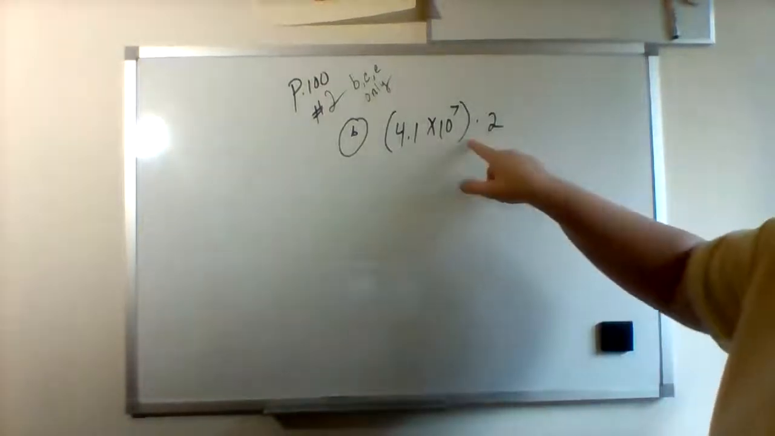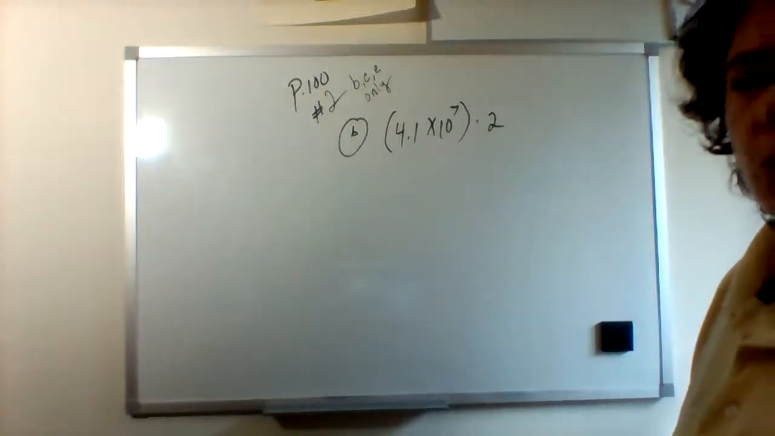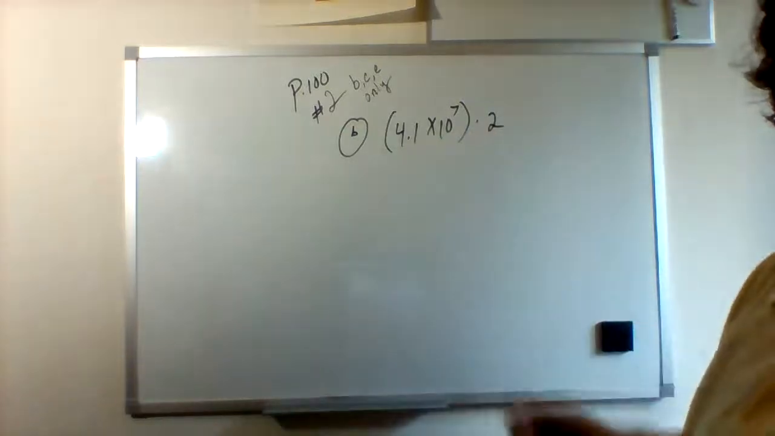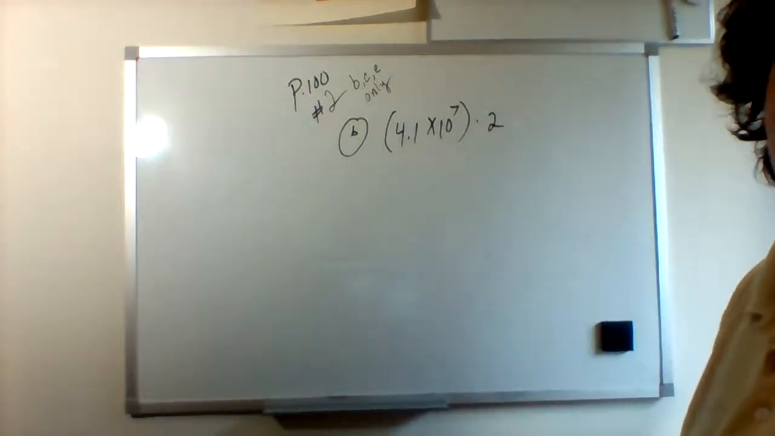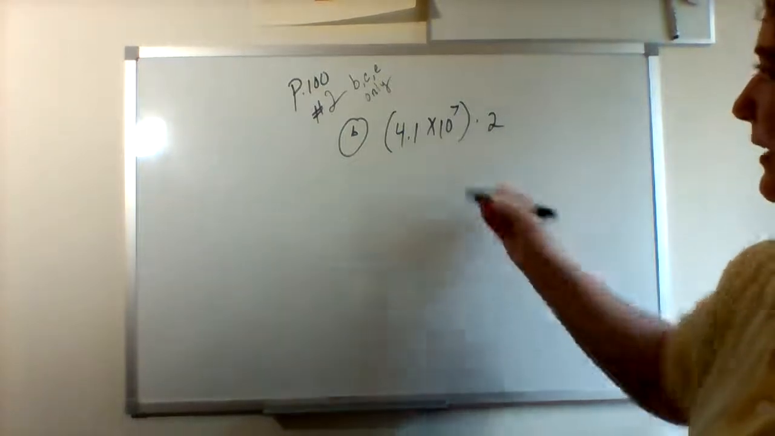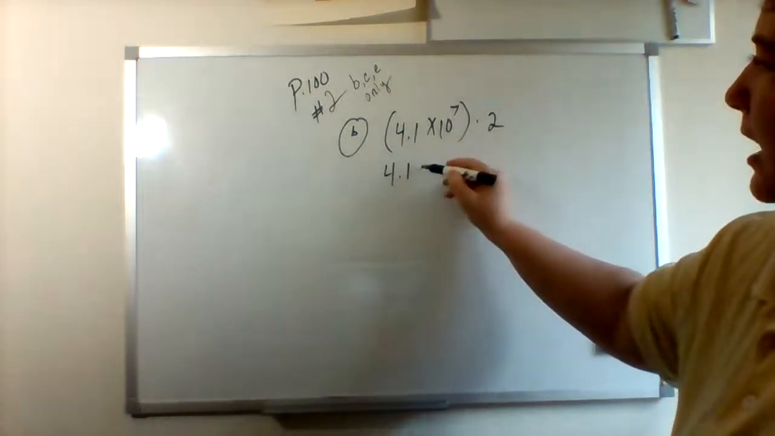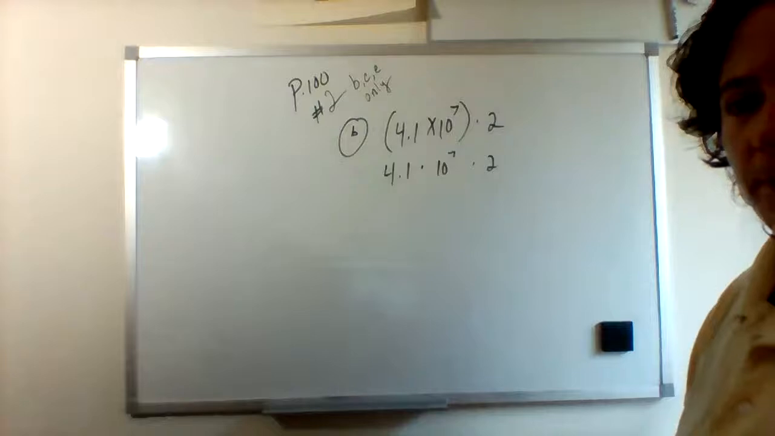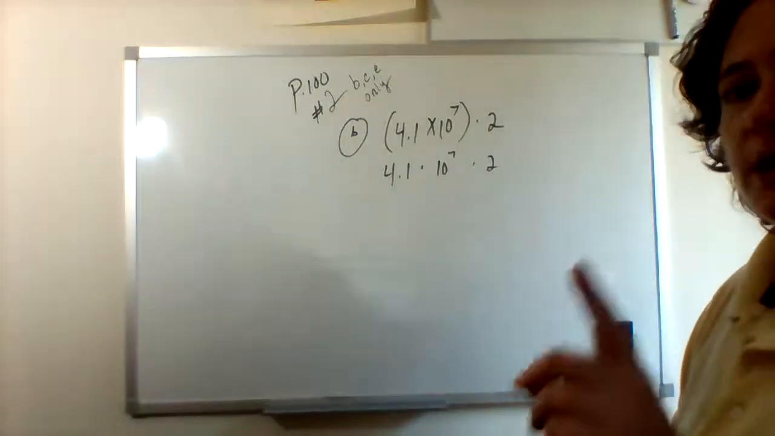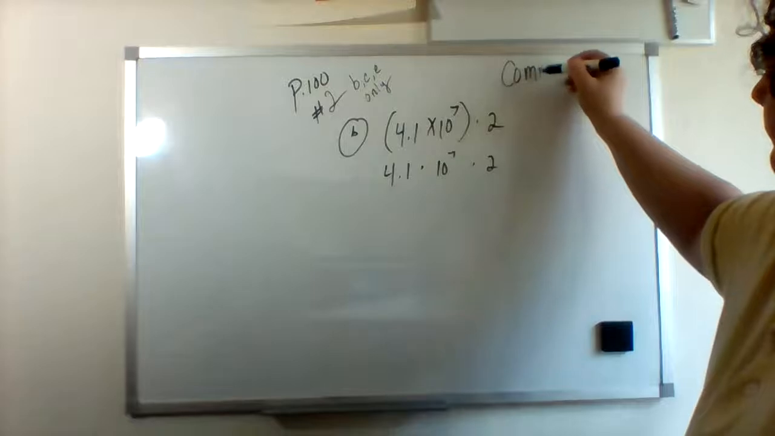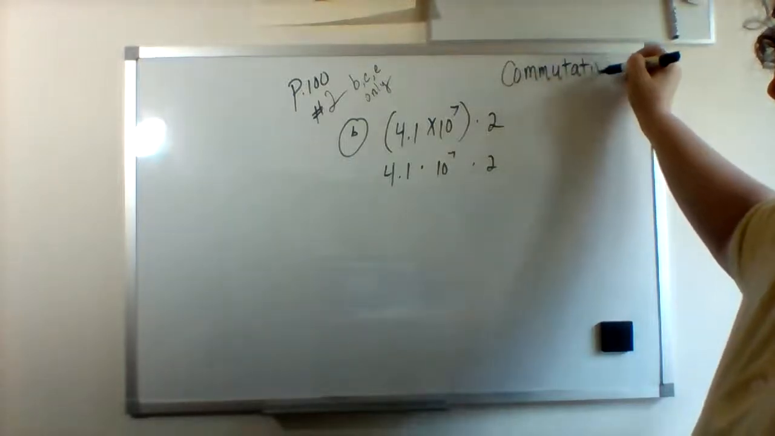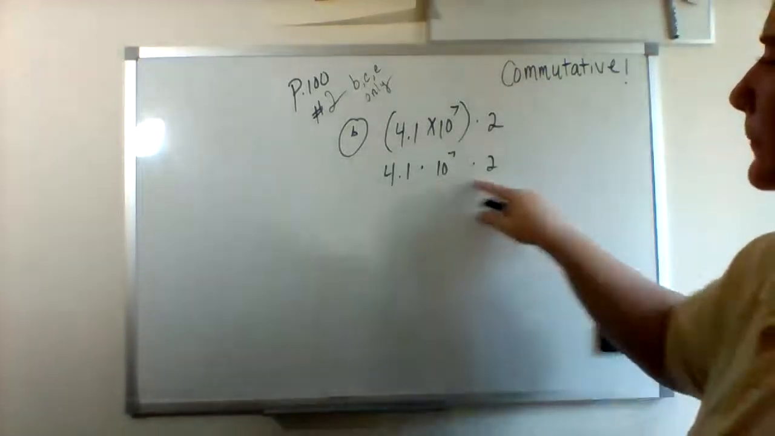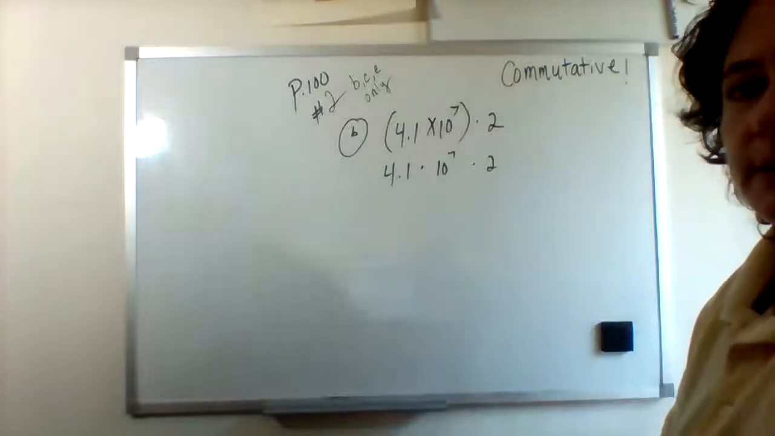Okay. Now, I don't want you to let the parentheses throw you off. This is a multiplication symbol, and this is a multiplication symbol too, right? So let's not worry about the format right now. Let's just look at the math part of it. It's 4.1 times 10 to the 7 and times 2, right? It's all multiplied, and hopefully you remember that multiplication is commutative. What do I mean by commutative? It means that you can multiply this in any order you want and you will still get the same result.